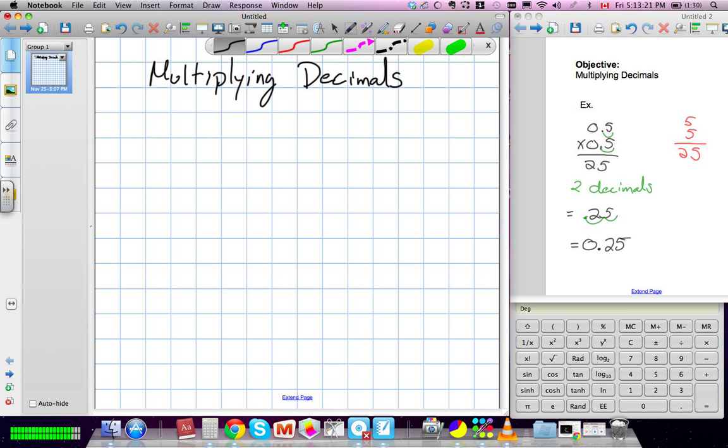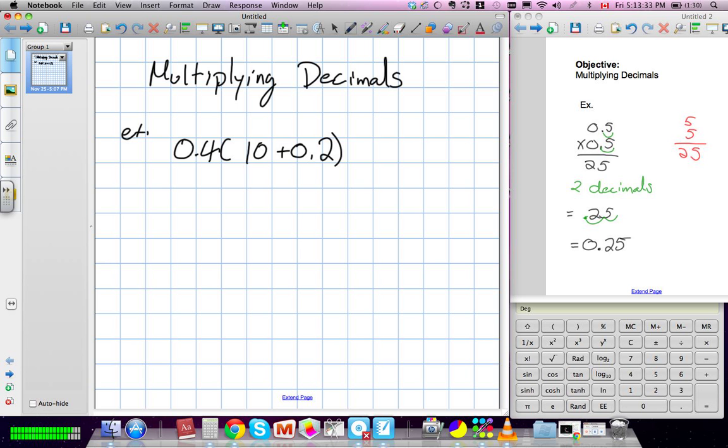So the first example we have says 0.4 times 10 plus 0.2. And they want us to actually use distributive property. So what that means, they want to take the number on the outside, multiply it by the first number inside the brackets, and the second number inside the brackets, and then add them together.